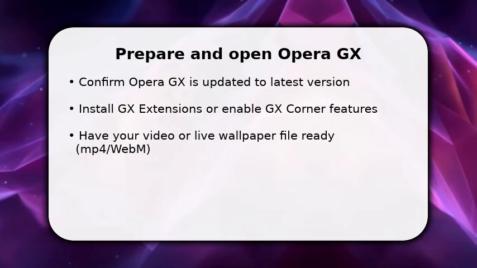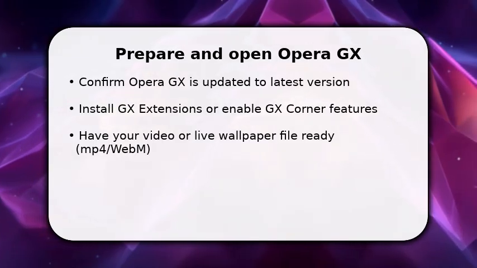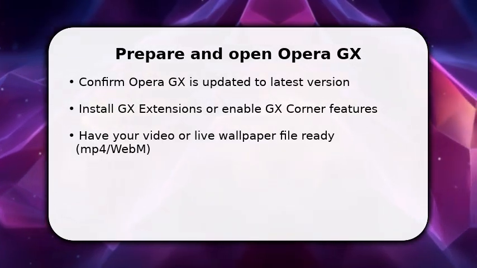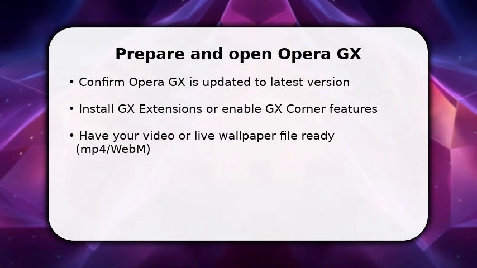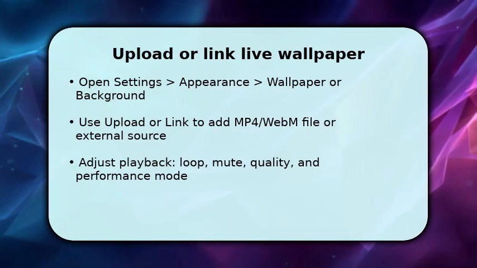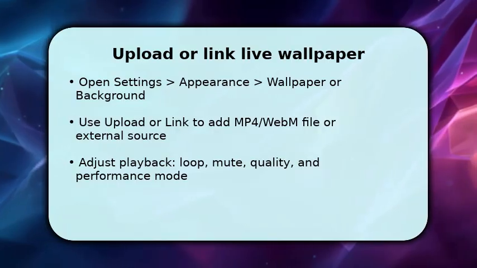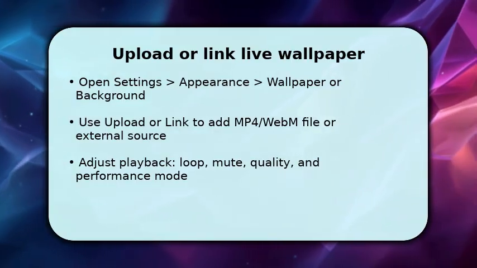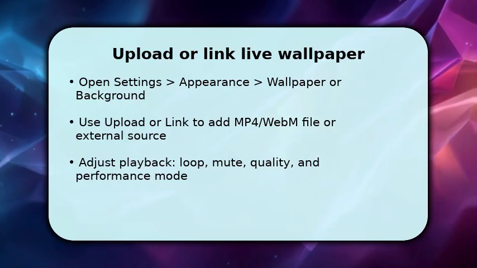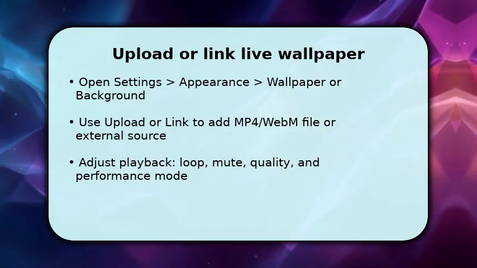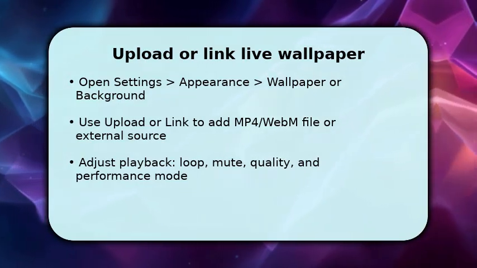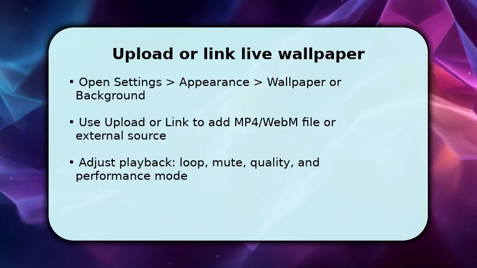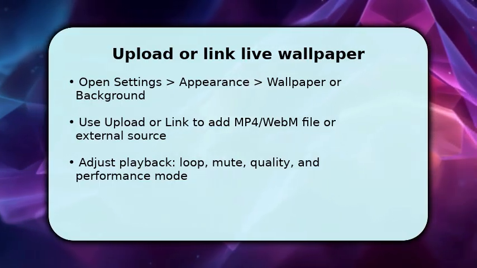Once done, go to Settings, Appearance to expose wallpaper controls. This moves you from preparation straight into selecting or uploading the live file. You now add the wallpaper. Open Settings, Appearance, then Wallpaper. Choose Upload to pick your MP4/WebM from disk, or link to paste a direct URL if hosted. This matters because local files reduce buffering and link sources save storage.